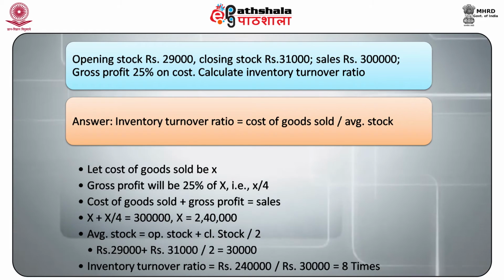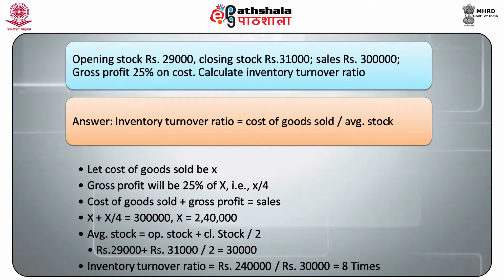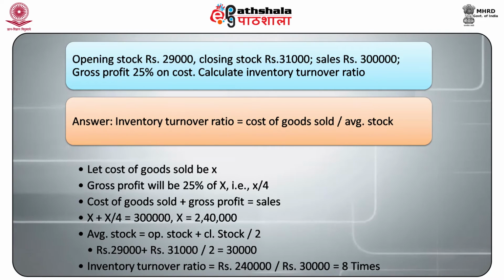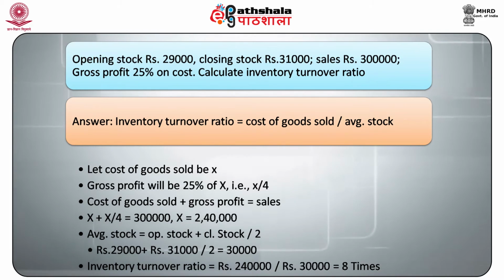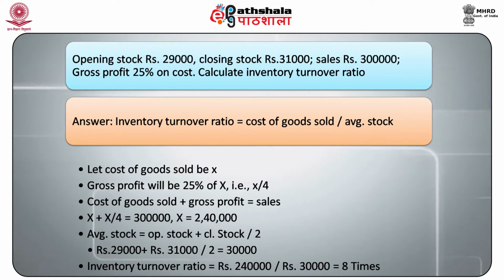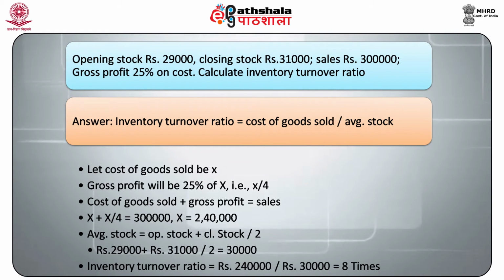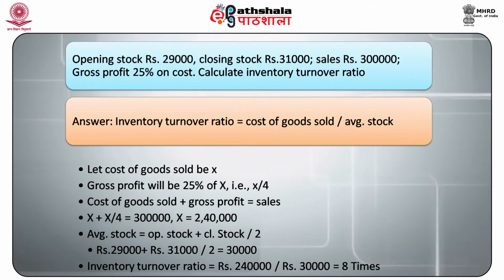Average stock is equal to opening stock plus closing stock divided by 2, which is rupees 29,000 plus rupees 31,000 divided by 2, which is 60,000 divided by 2, which gives us 30,000. The inventory turnover ratio in this case is rupees 2,40,000 divided by 30,000, which is 8 or 8 times.